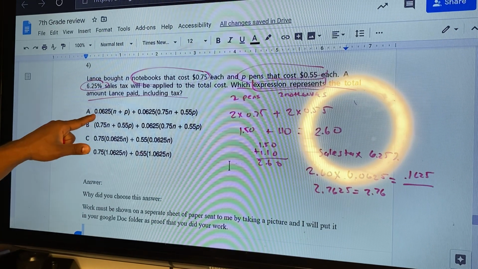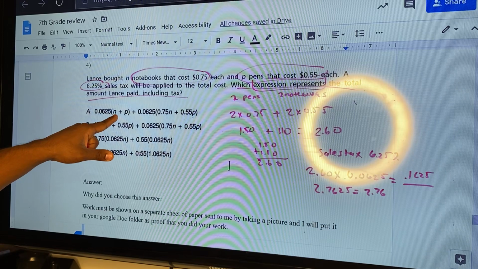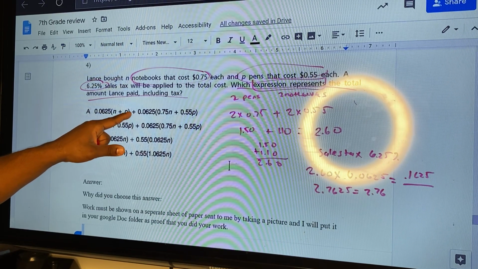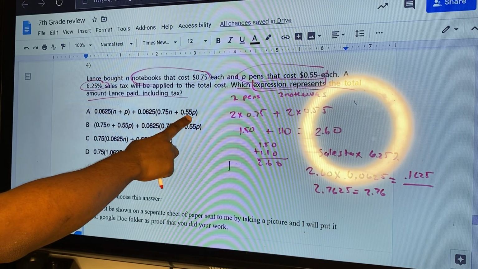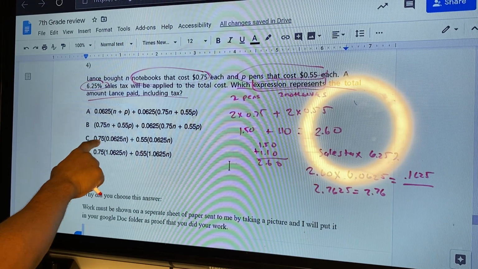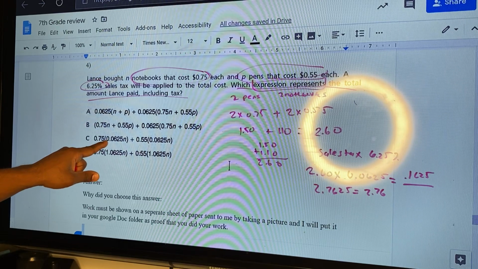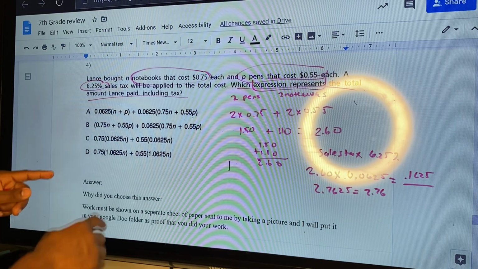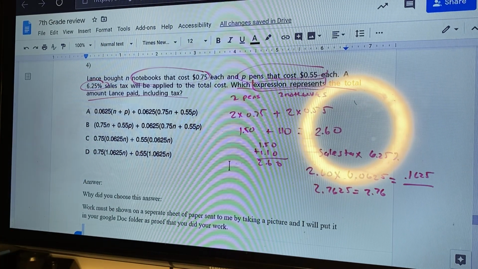So here they took the sales tax of the notebook and pen, and then they added it again to the notebook and pen. Okay, that's double work. Here they took the price of this and found the sales tax. Then they found the sales tax of that, but this would only give you the sales tax dollar amount and wouldn't add it onto the price.